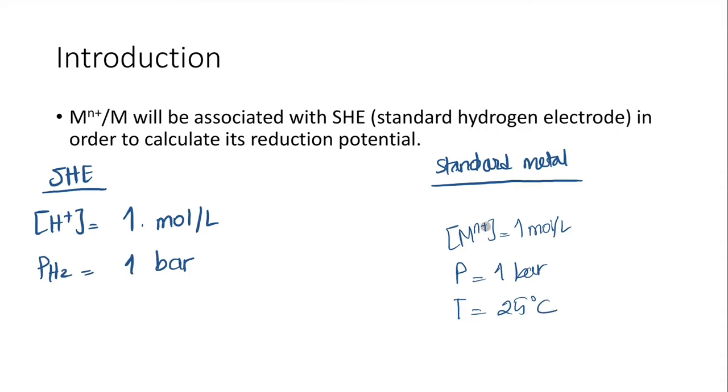In order to make the standard conditions, we should have the concentration 1 mole per liter, the pressure 1 bar, and the temperature equal to 25 degrees Celsius. We concluded that in order to calculate the reduction potential, we need to take the SHE as a reference, and we will assume that the reduction potential of the standard hydrogen electrode is equal to 0.